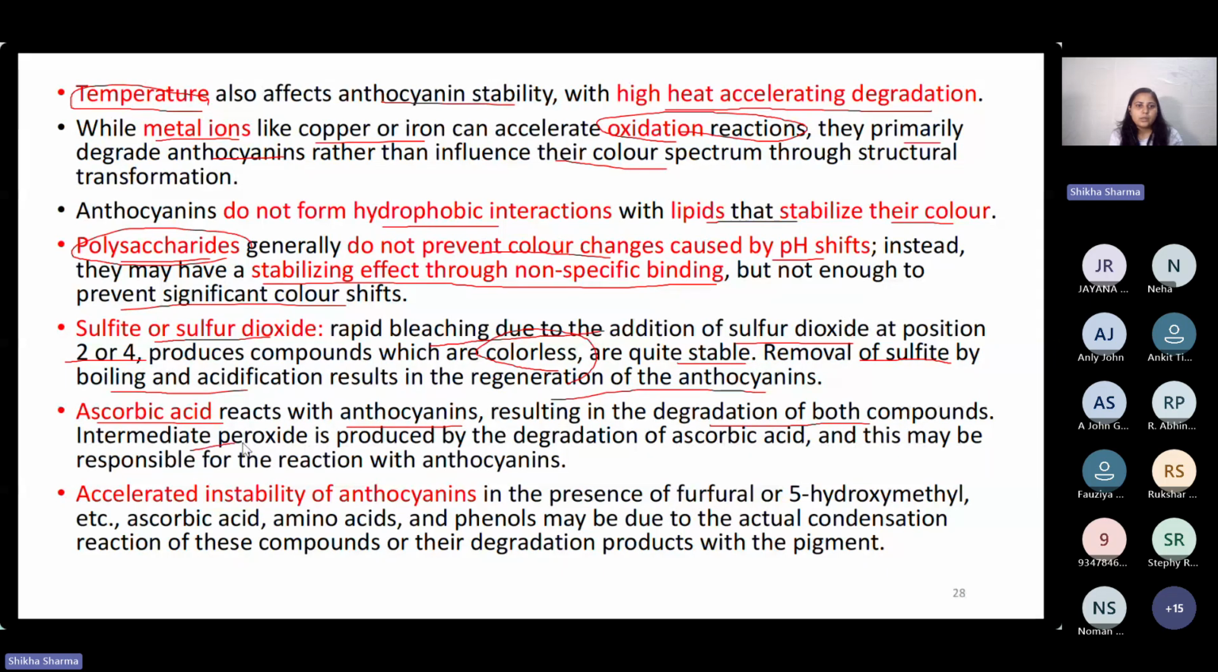Intermediate peroxides are produced by the degradation of ascorbic acid, and they may be responsible for the reaction with the anthocyanin. Also, accelerated instability of anthocyanin can occur in the presence of furfural or 5-hydroxymethylfurfural, ascorbic acid, amino acids and phenols, maybe due to actual condensation reactions of these compounds or their degradation products with the pigment.